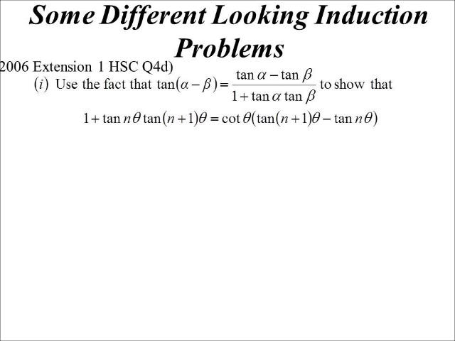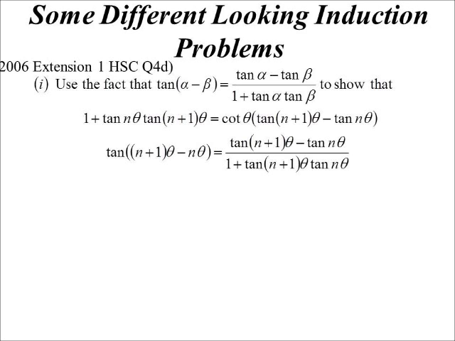Starts off, use the tan alpha minus beta formula to show this lovely expression, which does look horrible, but actually it's not too bad. So when I looked at it, they gave me a hint, use this fact, and so I'm looking at things like tan minus tan, and I'm looking at what I need to prove, and I see a tan, and a tan minus tan. So that says to me that logically, I'm going to make alpha equal n plus 1 theta, and I'm going to make beta equal n theta. And then I'm just going to sub into the formula and see what happens.